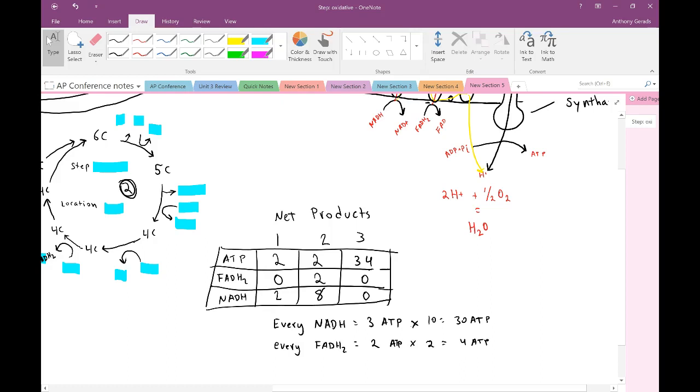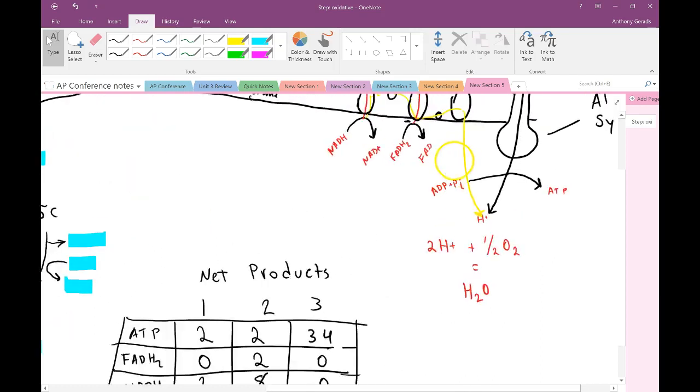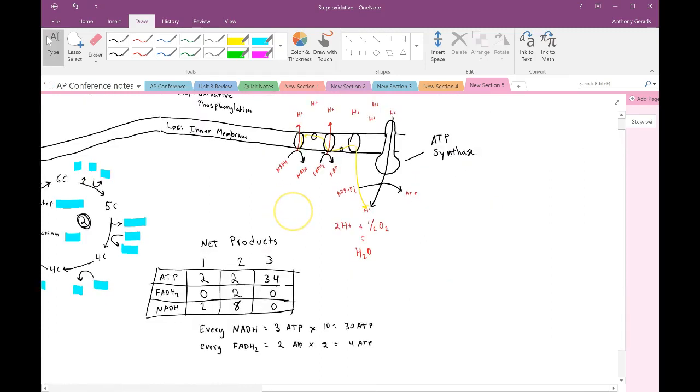So the third step, it's called oxidative phosphorylation. You're probably wondering why on earth did they give it this big, complicated, stupid name? If you look at it, and you remember yesterday when we talked about OIL RIG, remember we said oxidation is losing, reduction is gaining.